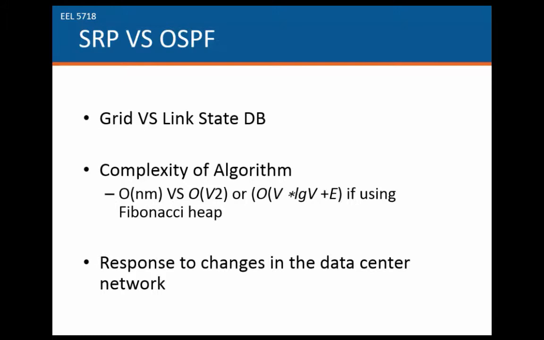Complexity of the algorithm. On the left is our Sequoia Routing Protocol algorithm. It's pretty simple, versus our link state database protocol, which becomes complex, and when you're running your network and something happens, it has to execute those protocols again. Overall, the SRP seems to respond better to changes in the data center network versus OSPF, and that's the result we're trying to show in this paper that we've studied. Thanks.